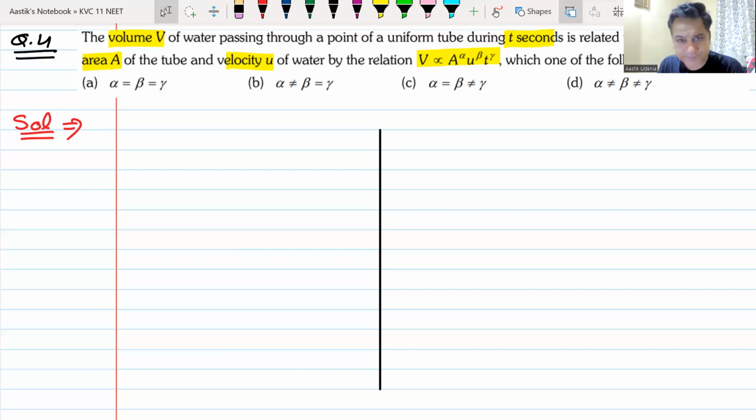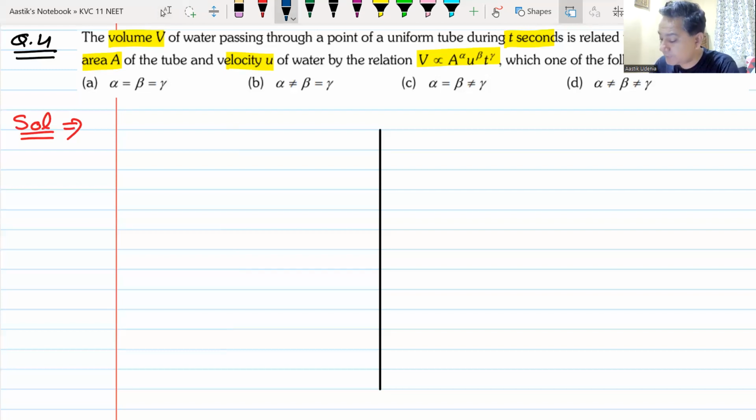Anyone with any answer? A, B, C, D. 1 is A, 2 is B, 3 is C, 4 is D. Anyone with any answer? Okay, then I must step in and see how we are going to solve this.